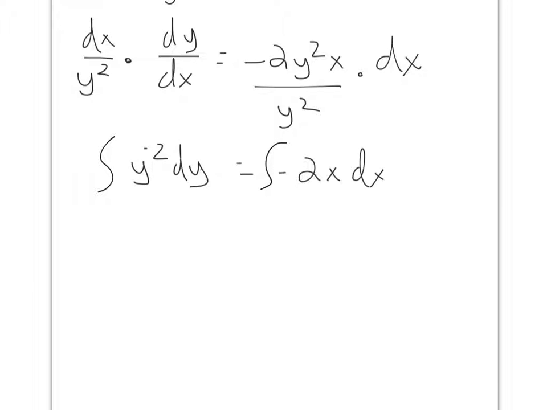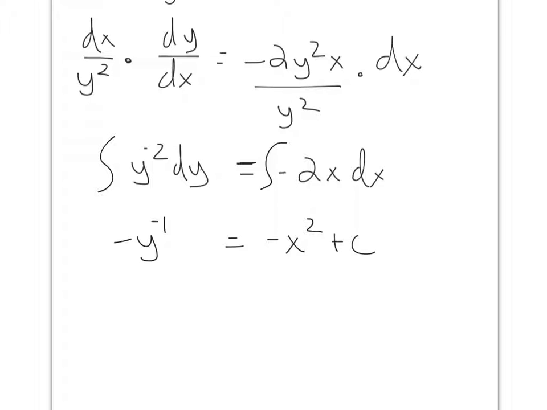So now if I integrate on both sides, when I integrate on the left, I'll end up with negative y to the negative 1 power, technically plus c. But on this other side, when I integrate negative 2x, I end up with negative x squared plus c. So the constant from the left, I'm just combining over on the right. And they were both generic constants, so I still have a generic constant.